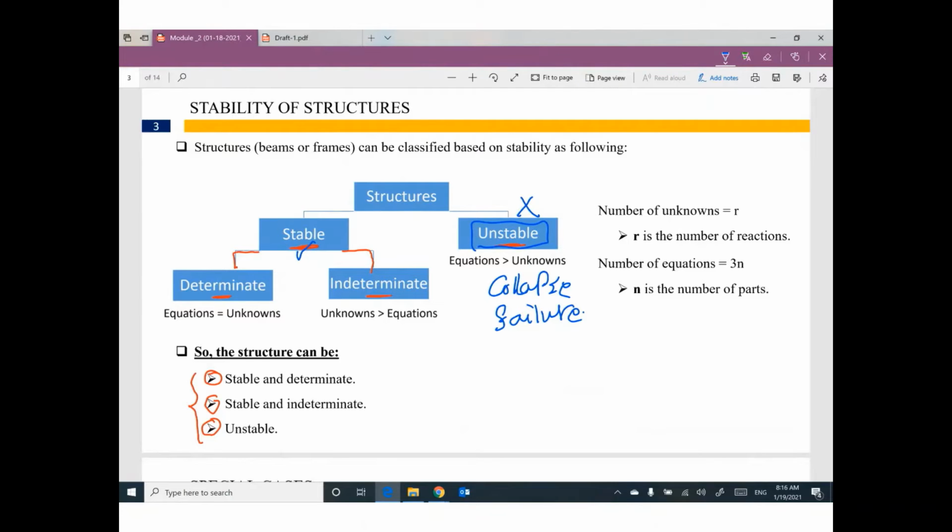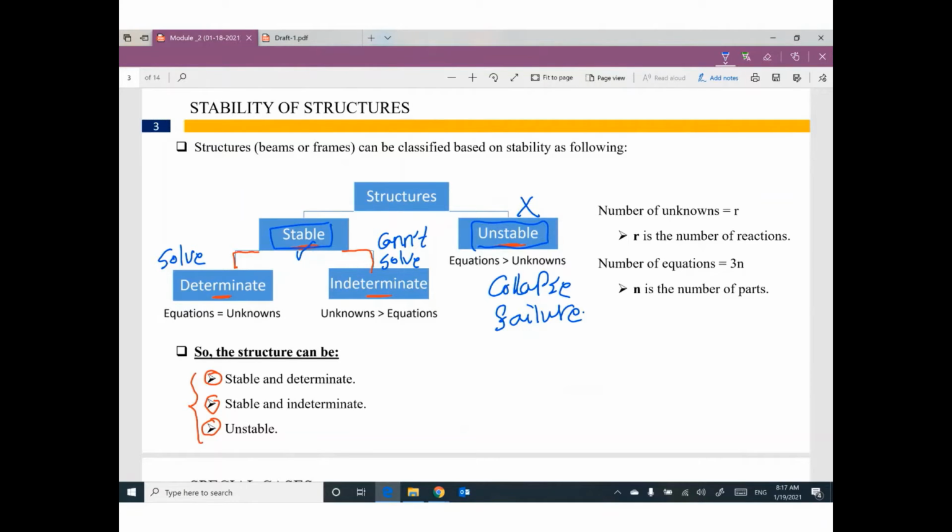To be determinate or indeterminate: determinate you can solve with equilibrium equations. Indeterminate you cannot solve with equilibrium equations, but we have different methods to solve. We can use software, we can use a computer, we can use anything else, but you cannot solve with equilibrium equations. So determinate or indeterminate, your structure is still good because the structure is stable.